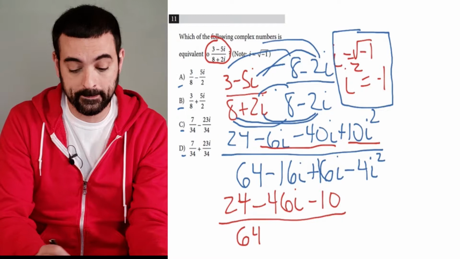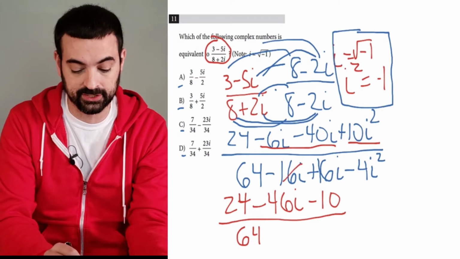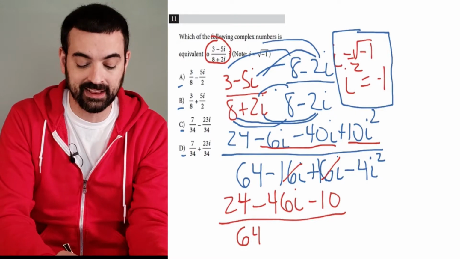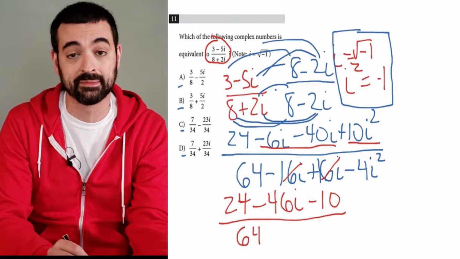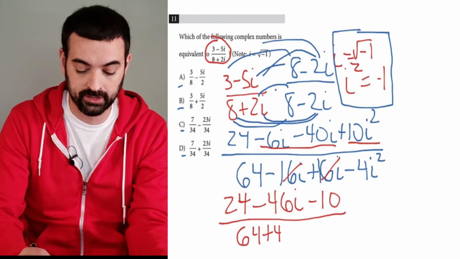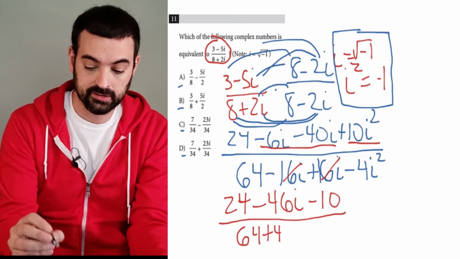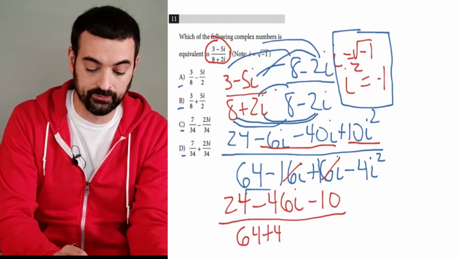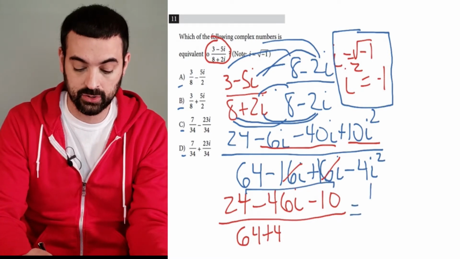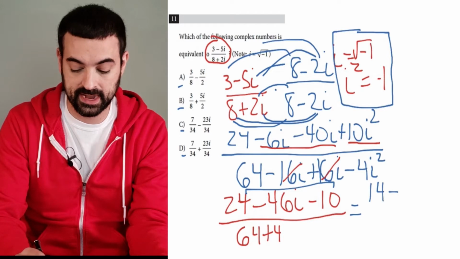Minus 16i plus 16i, those cancel each other. Minus 4i squared, that's the same as minus 4 times negative 1, or plus 4. We'll combine those in a moment. So now we've got 24 and negative 10. That's the same as 14 minus 46i.